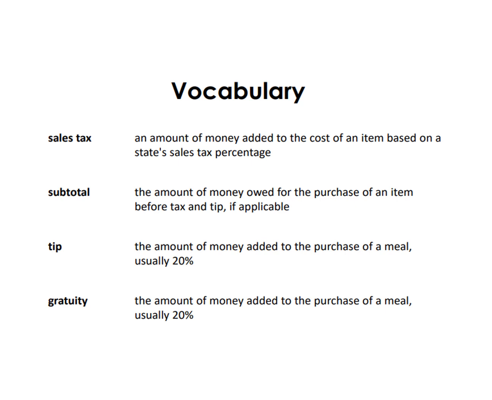Usually people say 20%, and the gratuity is just another word for tip. It's just the amount of money added to the purchase of a meal. And sometimes gratuity, especially if you're eating out with a large group, it's already inside of the receipt, so you can watch for that also as you're going out to eat.